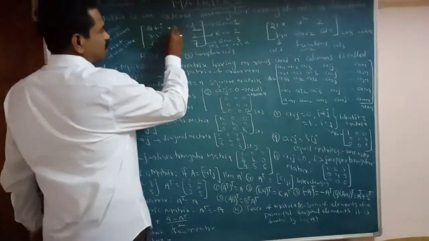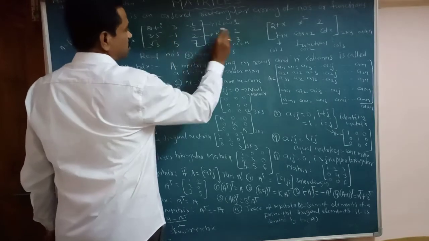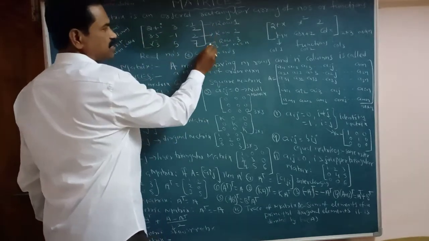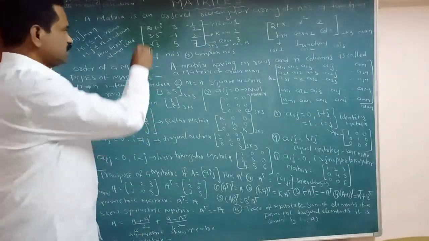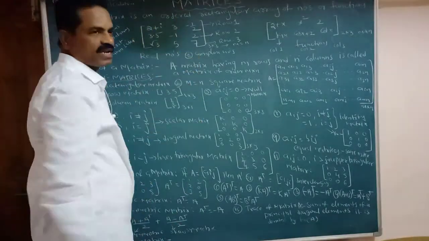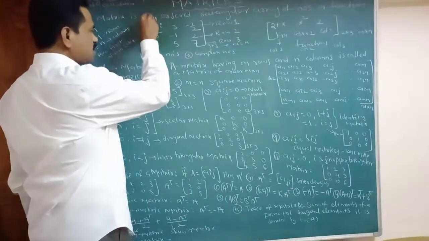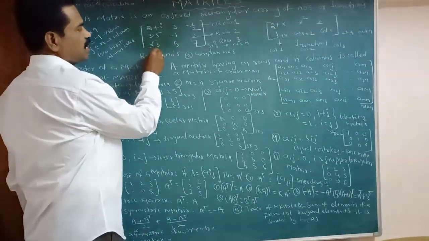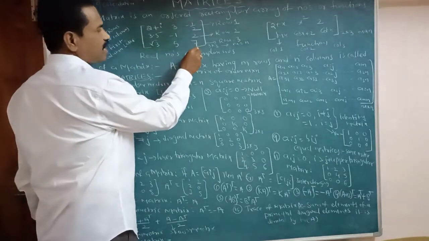Here these horizontal lines are called rows: first row, second row, and third row. These vertical lines are called columns: this is the first column, second column, and third column.